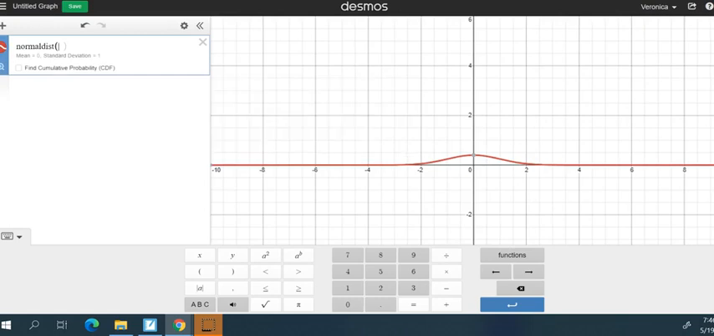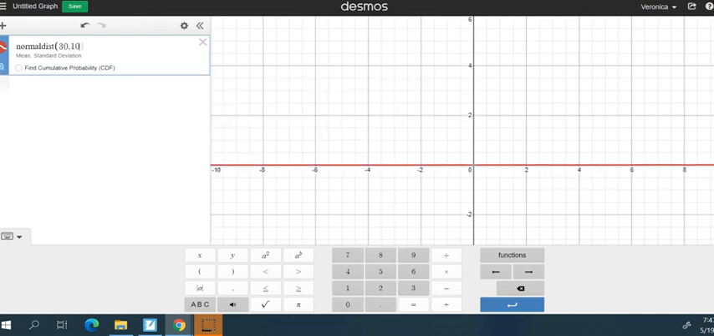Okay, so here you see there's some parentheses, and you're going to put in two values there, your mean and your standard deviation. So our mean, remember, for this particular problem was 30, and our standard deviation was 10.